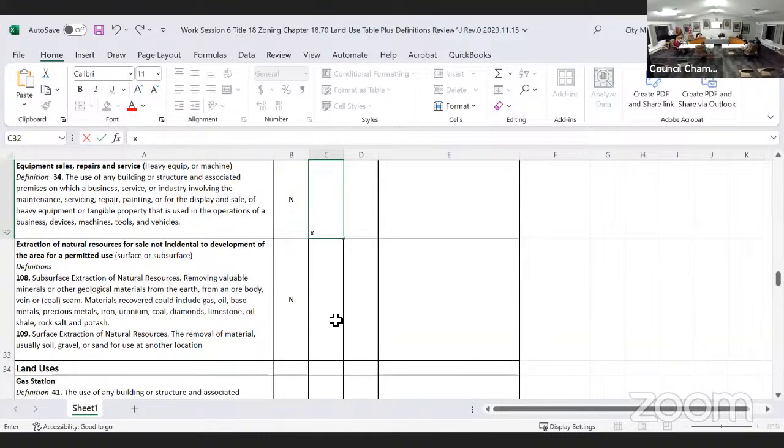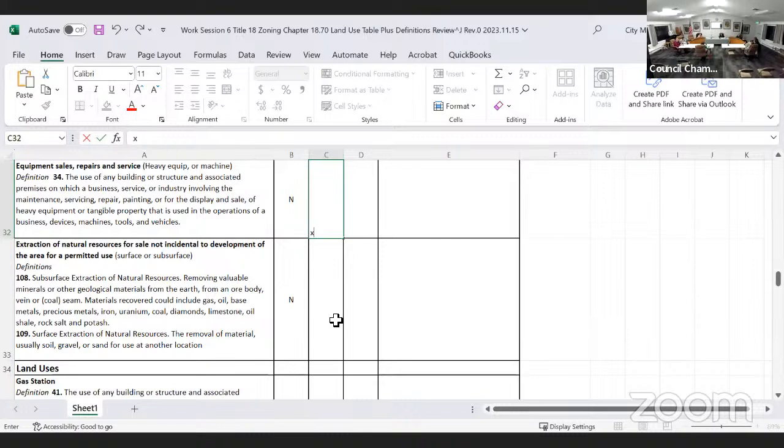Now, this next one, I do not know the history of how this ended up in the code. I'm sure there is a reason for it, but it is an interesting definition, so I'd love to hear what your thoughts are on it. Extraction of natural resources for sale, not incidental to development of the area for a permitted use, surface or subsurface. Subsurface extraction of natural resources: removing valuable minerals or other geological materials from the earth from an ore body, vein, or coal seam. Materials recovered could include gas, oil, base metals, precious metals, iron, uranium, coal, diamonds, limestone, oil shale, rock salt, and potash. Surface extraction of natural resources: the removal of material, usually soil, gravel, or sand for use at another location.